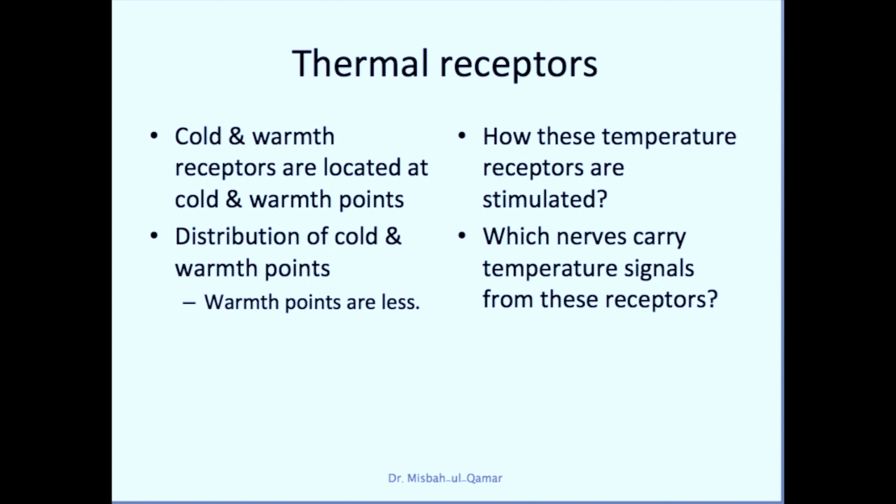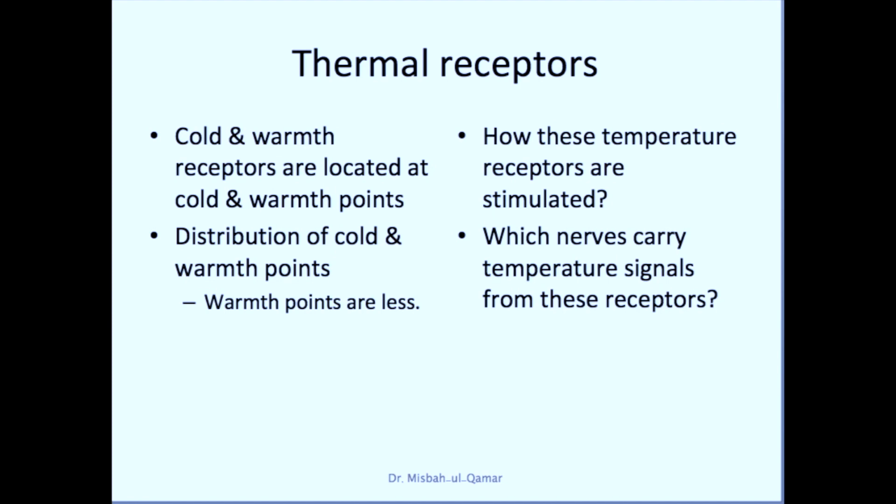So, about the location of these thermal receptors, cold and warmth receptors, they are located immediately under the skin at discrete but separated points, and each point has a stimulatory diameter of around 1 millimeter.